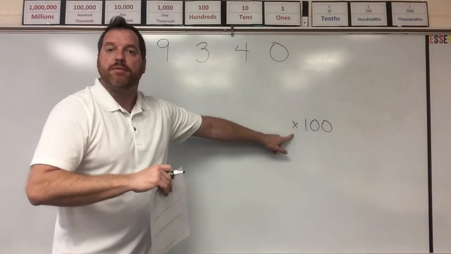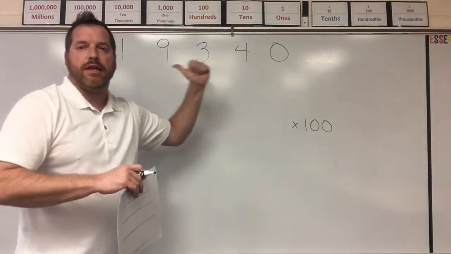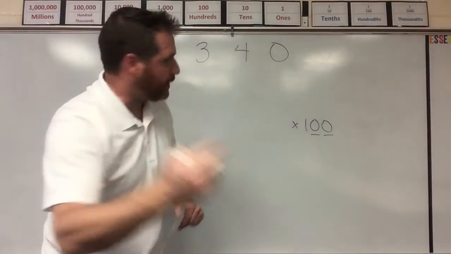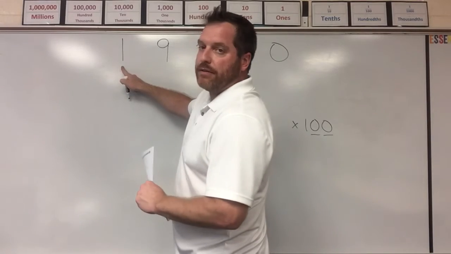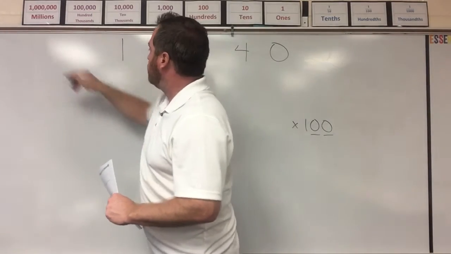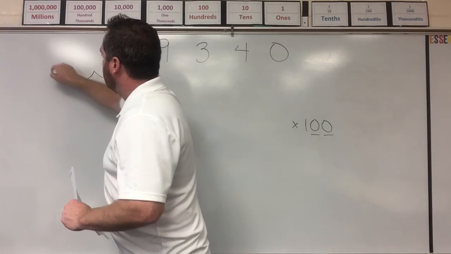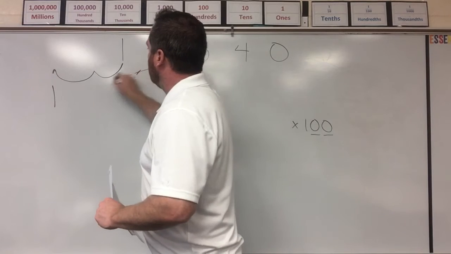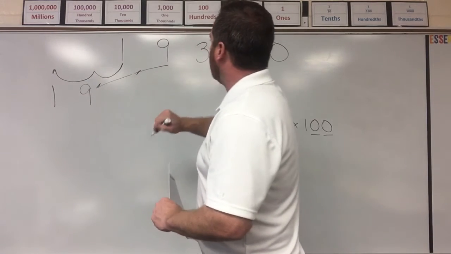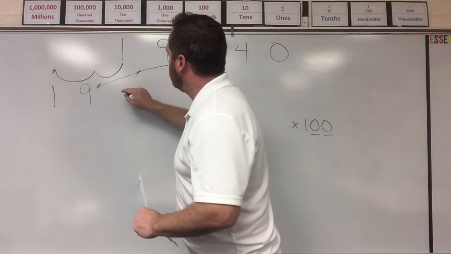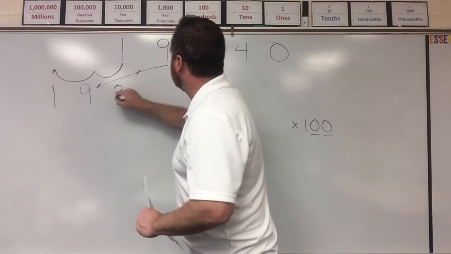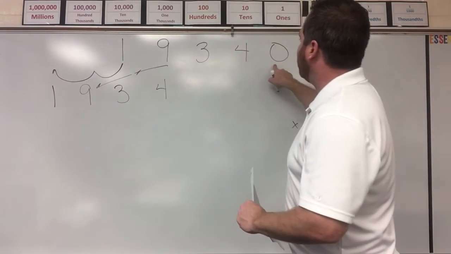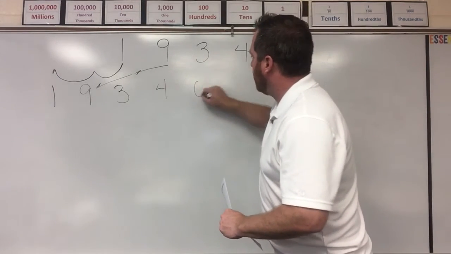We are multiplying, which tells me we're going to get bigger, and my number moves to the left. These zeros tell me how many places. Moves 2 places. So this 1 in the 10,000s moves 2 places to the left to the millions place. 1, 2. The 9 moves 2 places to the left, 1, 2, to the 100,000s. The 3 goes 1, 2 to the 10,000s. My 4 moves 1, 2 to the thousands. My 0 moves 1, 2 to my hundreds.